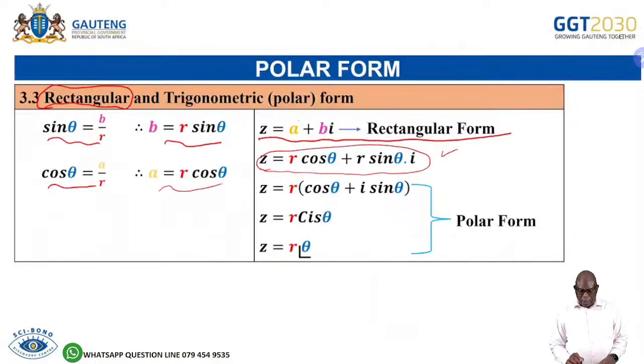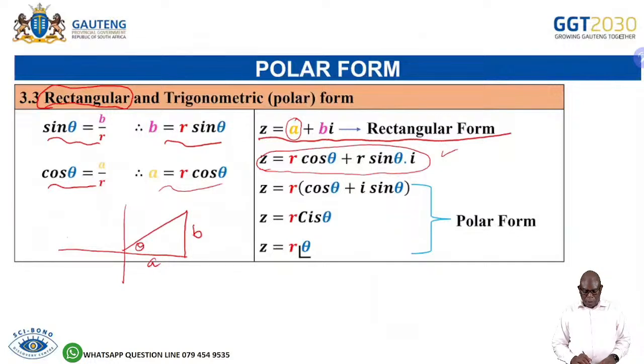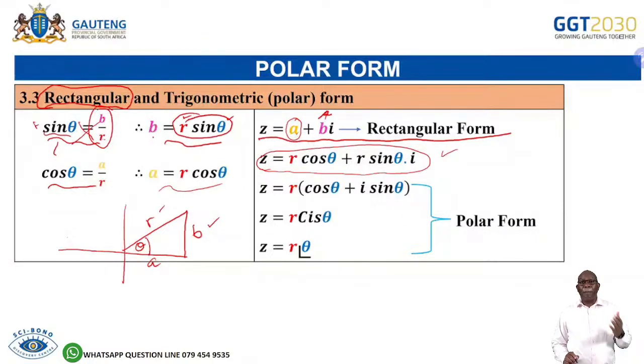Now, remember in a Cartesian plane, if this one is A and that one is B, and this one is theta and R. If I need the sine of theta, it will be B over R. So I'm talking about the A and the B. If I make B the subject of the formula, I cross multiply, and B will be equal to R sine theta. So in the place of B, if I want to write it in polar or trigonometric form, then B must be replaced by R sine theta.